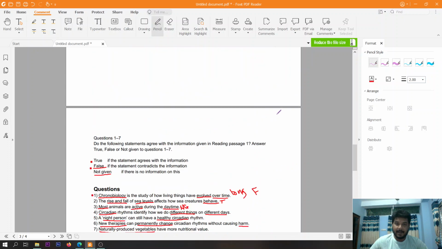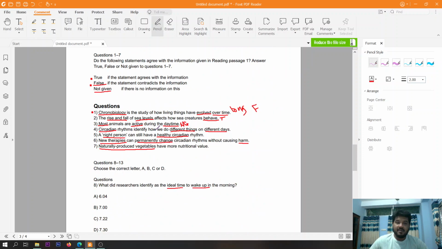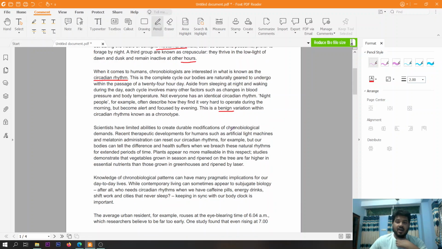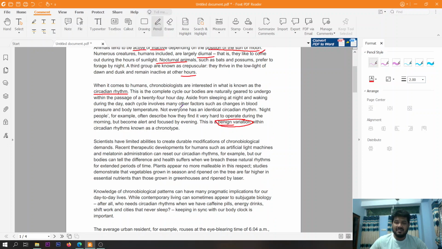Now let's look at the question again. The question says, circadian rhythms, how we do things on different days. The whole paragraph doesn't really talk about doing things on different days. Rather, this is a benign variation within circadian rhythm. So it doesn't really make any changes, and it doesn't really define what we do on different days, but rather it defines what we do in each part of the day.